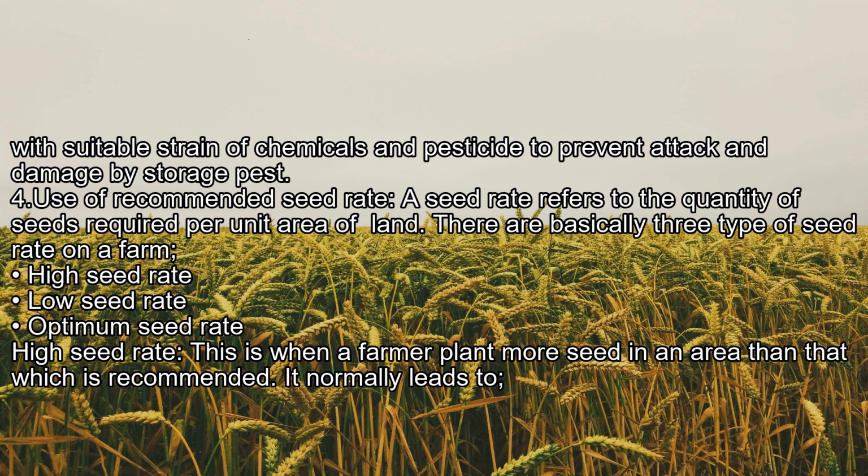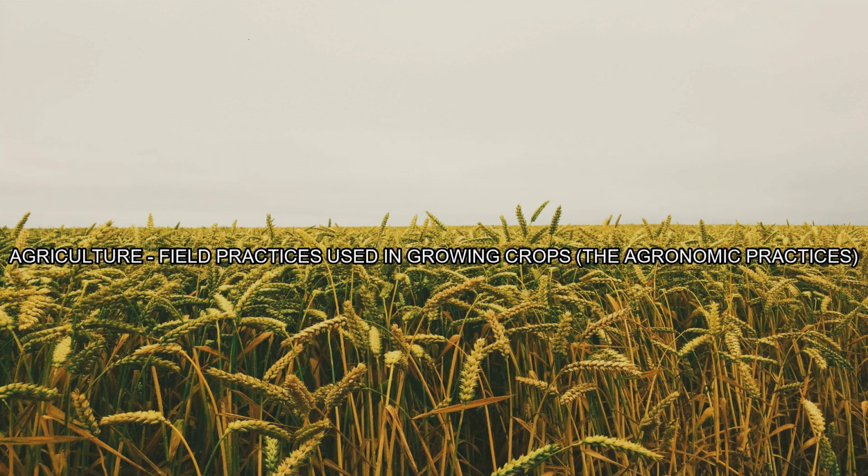4. Use of recommended seed rate. A seed rate refers to the quantity of seeds required per unit area of land. There are basically 3 types of seed rate on a farm: high seed rate, low seed rate, optimum seed rate. High seed rate, this is when a farmer will plant more seed in an area than that which is recommended.